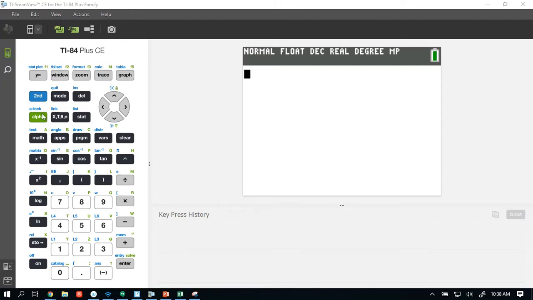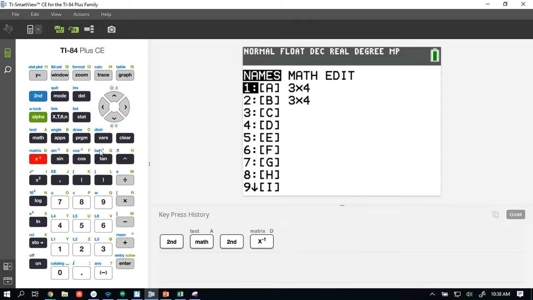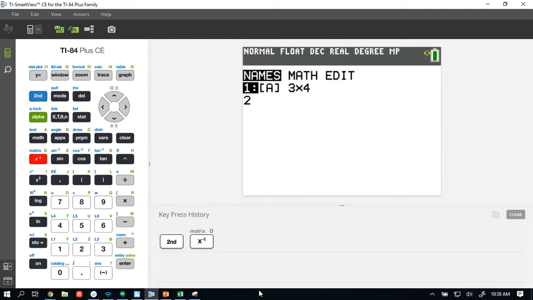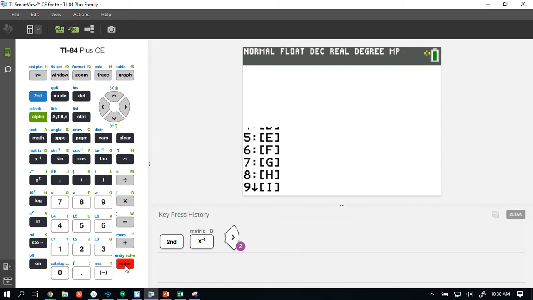Okay, for this one, we want to get into the matrix. So I'm going to hit second math. Nope, not second math. Second x to the negative 1. I always go 1 off. And I'm going to go over. So again, that's second x negative 1. Have that here. I'm going to go over to edit. I already have a 3 by 4. I'm going to go into that one.